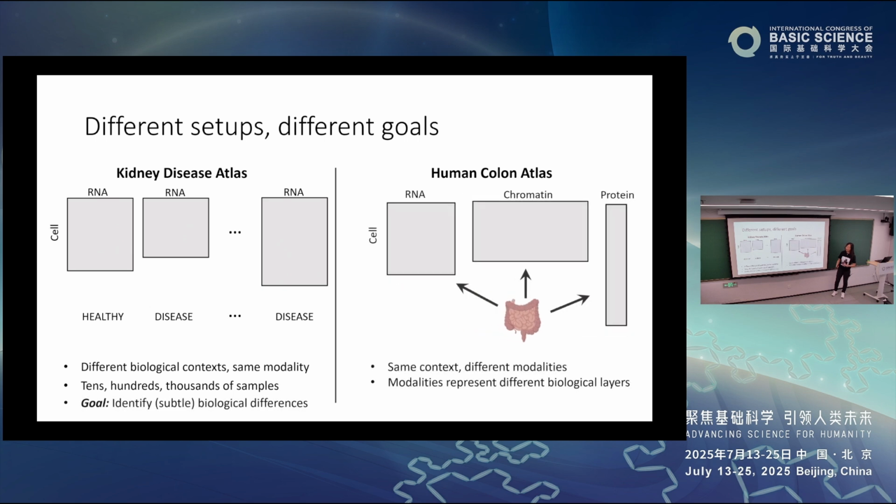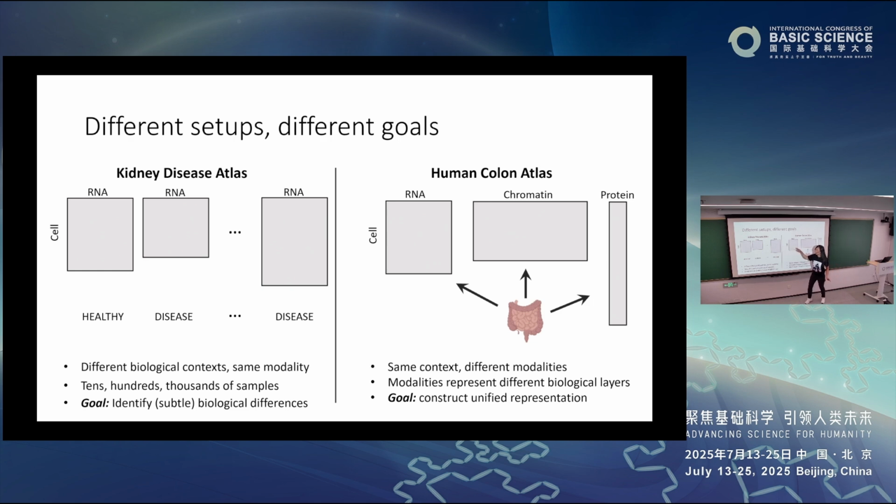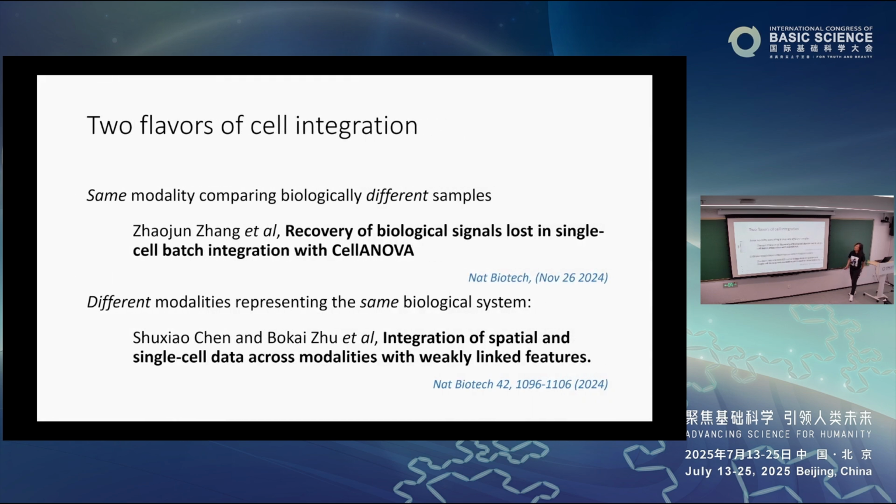And when you integrate, what you want to do is align the cells between the different modalities. So for each cell, you either see RNA or chromatin or protein, and you want to be able to align the cells between modalities in order to form a more unified representation of this tissue. So in both cases, what you want to do is align the rows of these matrices, but the goal and the context are very different. These are two of the many different flavors of integration that you run into in single cell and spatial omics.